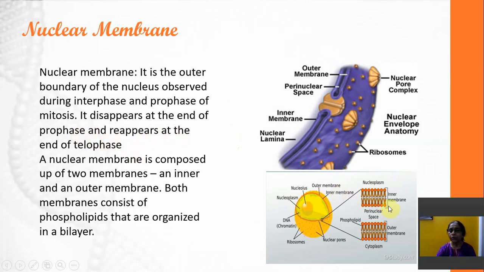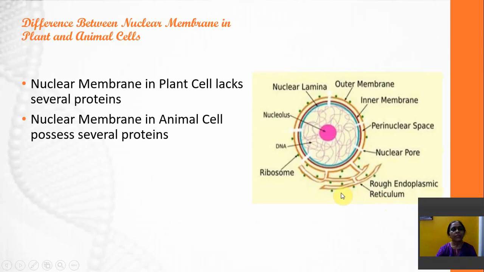It is made up of two membranes. You can see here these are the unit membranes having two layers of phospholipids. There is a space in between these two membranes. This is called as perinuclear space. So the two membranes are also made up of the unit membranes. What is the difference between nuclear membrane of plants and animal cells? In the case of plant cells, certain proteins are absent, whereas in animal cells there are some proteins which are extra present.